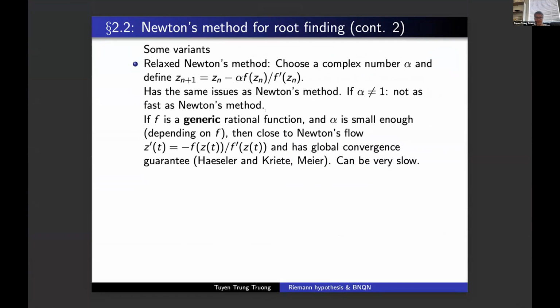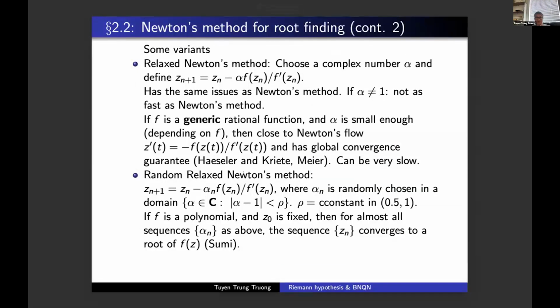What happens is that if you choose alpha very small, then it might be related to the Newton flow, and the Newton flow is better. However, this is only proven for f a rational function, so a quotient of two polynomials. And also if alpha is very small, then in practice it's very slow.